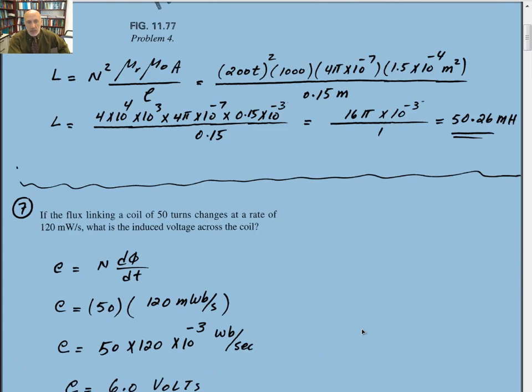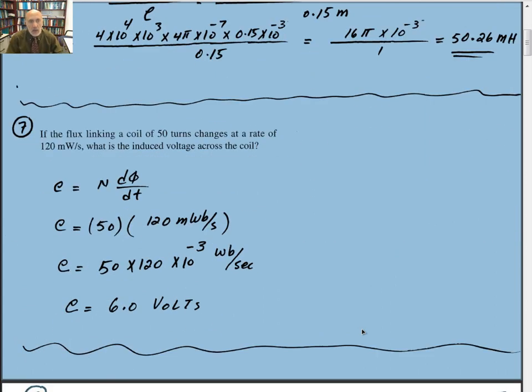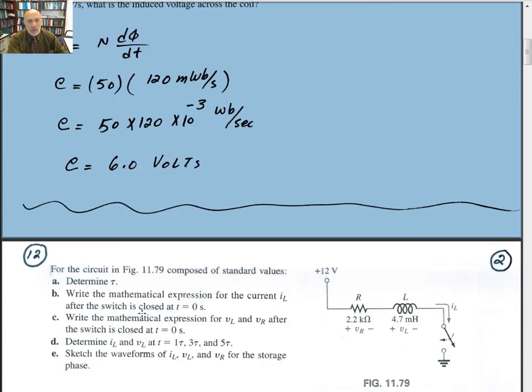And number 7, it says if the flux linking a coil of 50 turns changes at the rate of 120 milliweber per second, what is the induced voltage across the coil? Again, that's directly Faraday's law, that induced voltage is equal to N, the number of turns, times the rate of change of flux with respect to time. N is 50, and the flux is changing at a rate of 120 milliweber per second. So it'll be 50 times 120 milli, times 10 to the minus 3. That has to be webers per second to give you the voltage. If you calculate that, it gives you 6.0 volts.